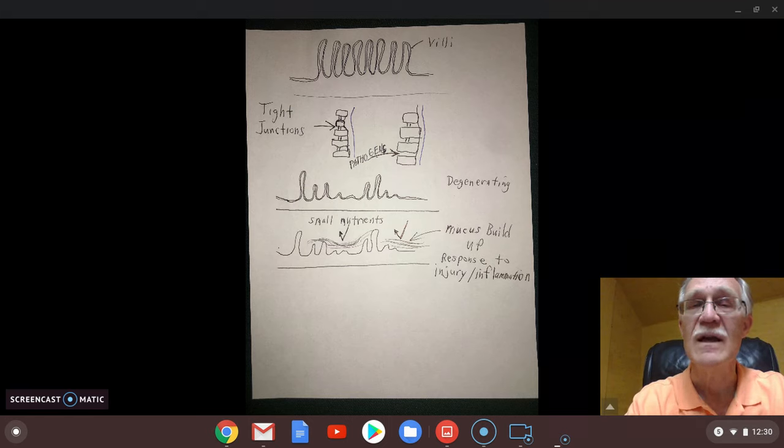Then we see the picture to the right of that, you see pathogens. Pathogens meaning undigested food, bacteria or viruses or little yeast, spores, that type of thing, can get through when those tight junctions are not there. The next picture below, you see degenerating. You see much less villi there because they've been degenerating. And then we see another picture that describes the mucus buildup in response to the injury and the inflammation.